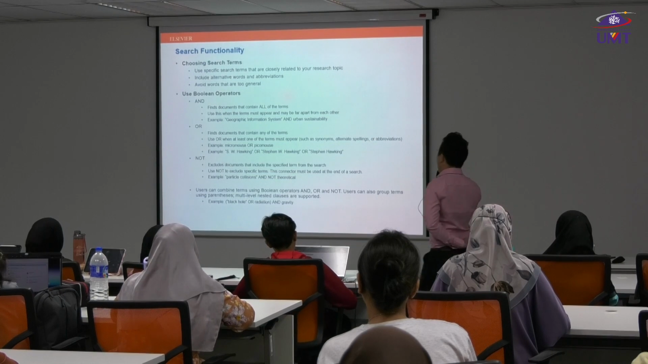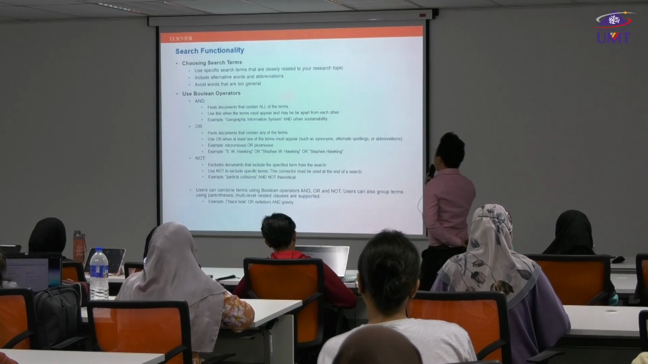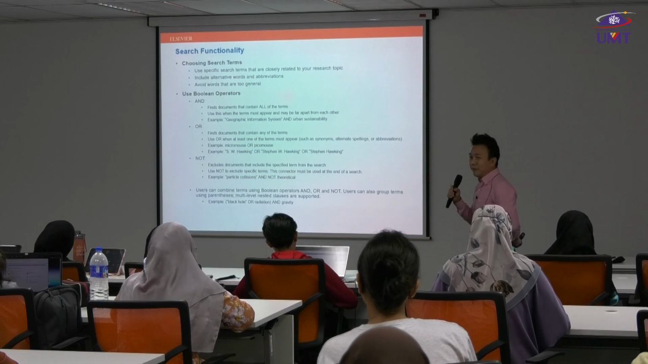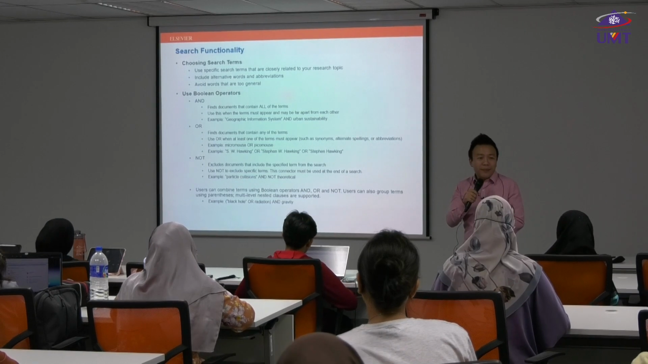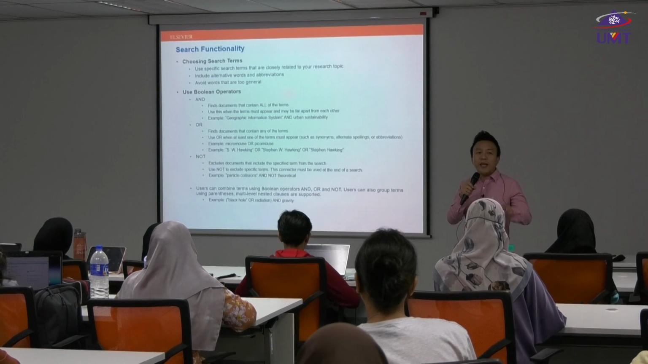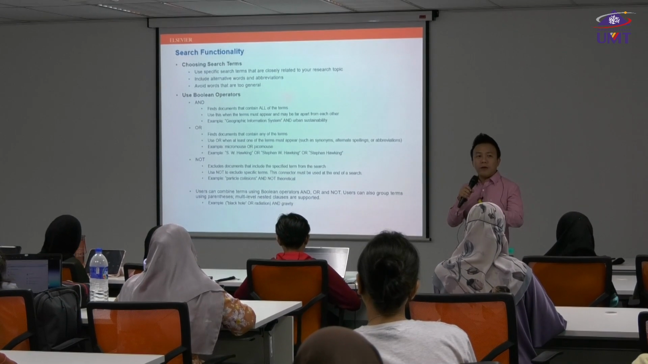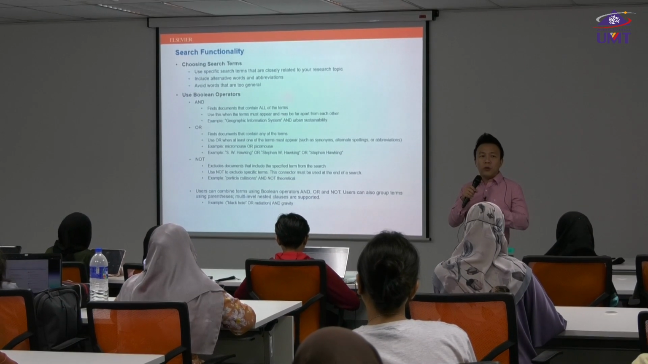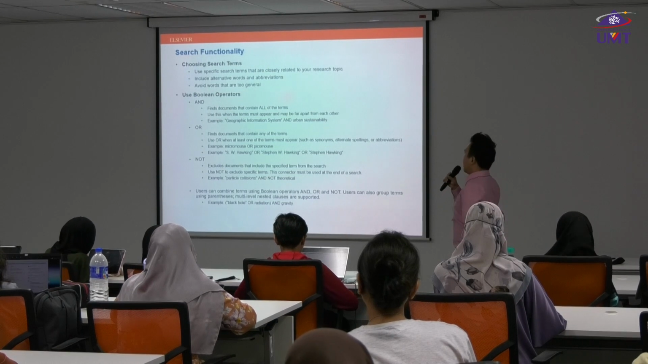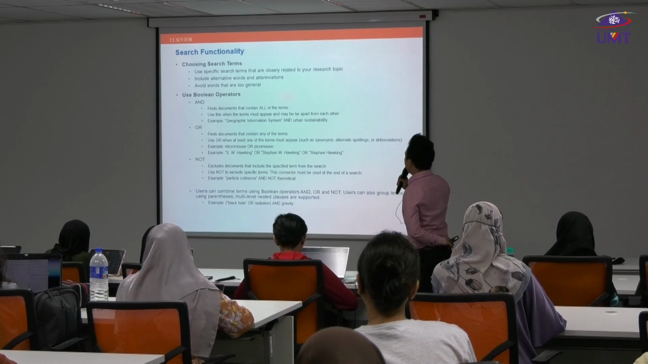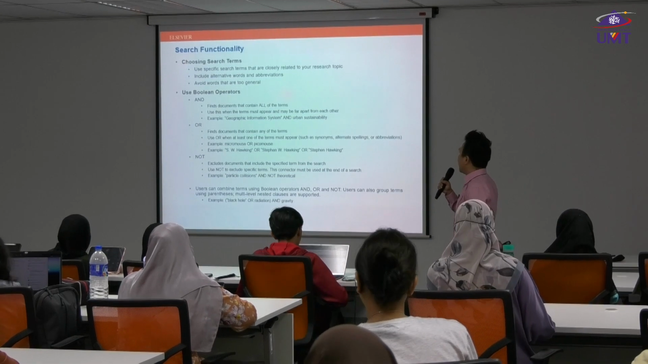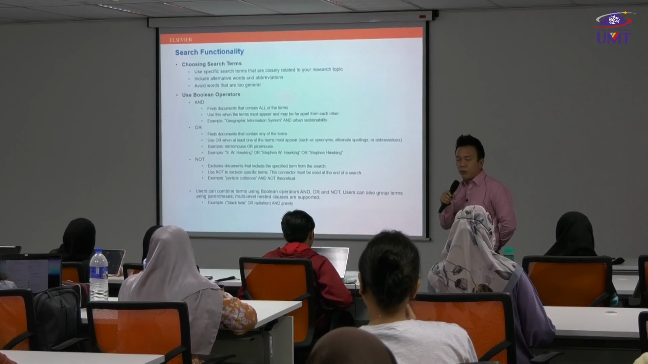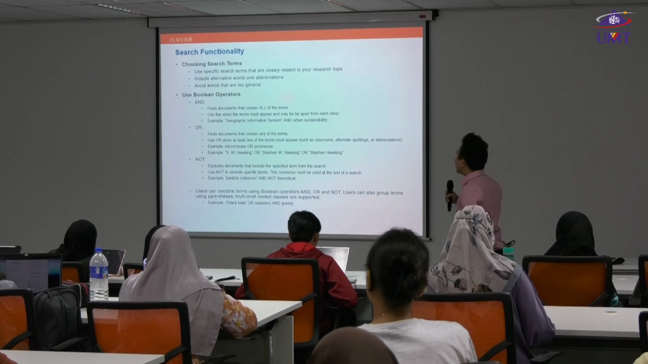The second one, OR. To find documents that contain any of the terms, meaning to say A and B, either one. If it contains only A, it will come out. Containing only B, it will come out. Containing A and B, it will also come out. So, use OR when at least one of the terms must appear, such as synonyms, alternate spellings, and abbreviations. Example, micromouse OR picomouse. Right?